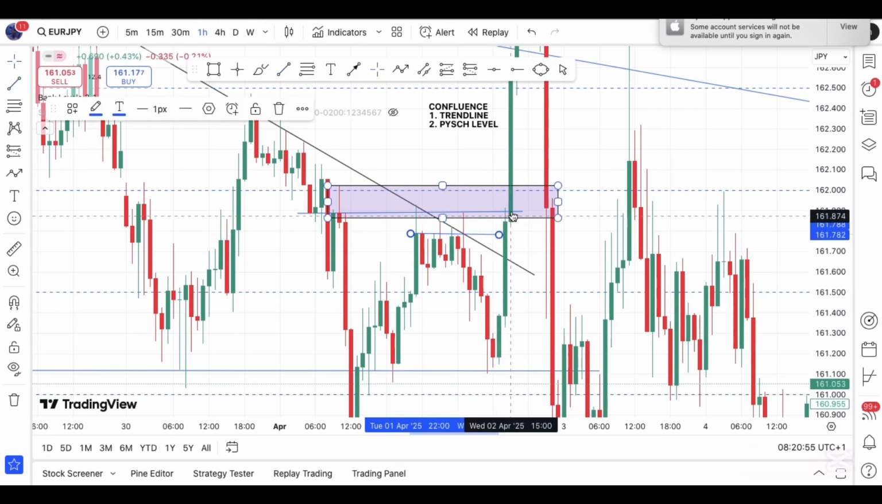Price is respecting this level here. And what I'm looking out for is for price to tap into the zone and give me a strong bearish confirmation that it wants to sell. But nonetheless, as day traders, we look for our entries on the lower time frame.